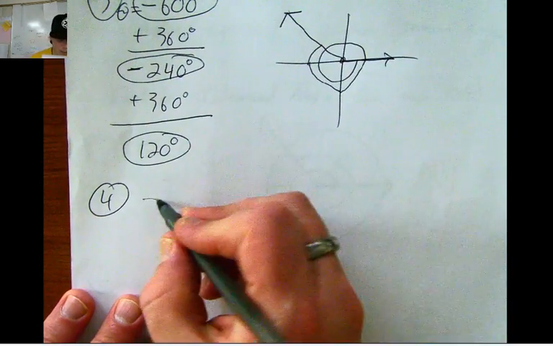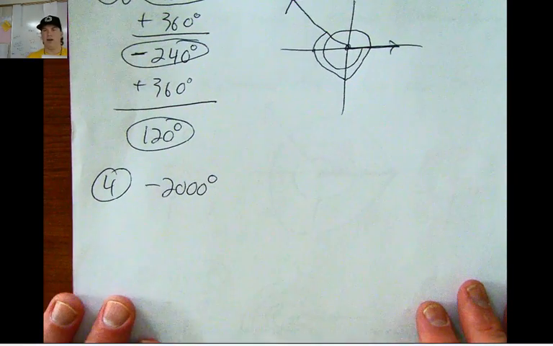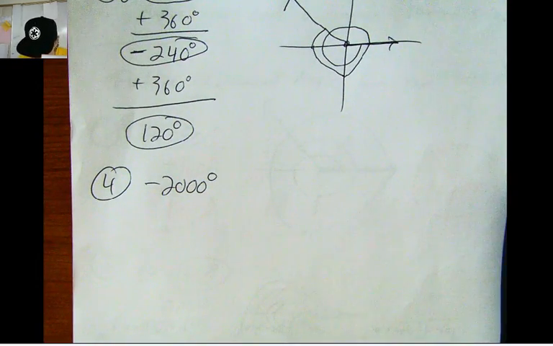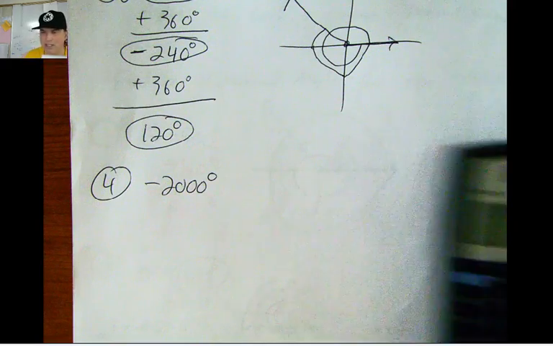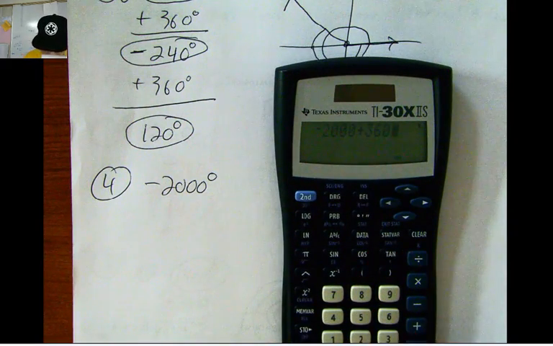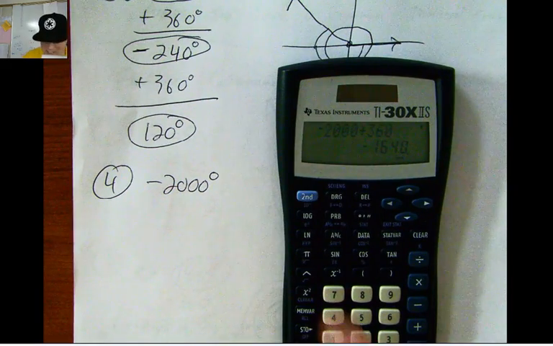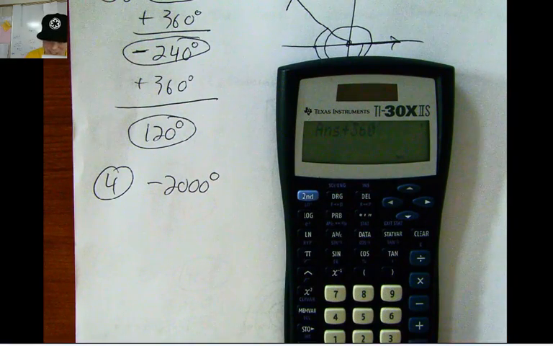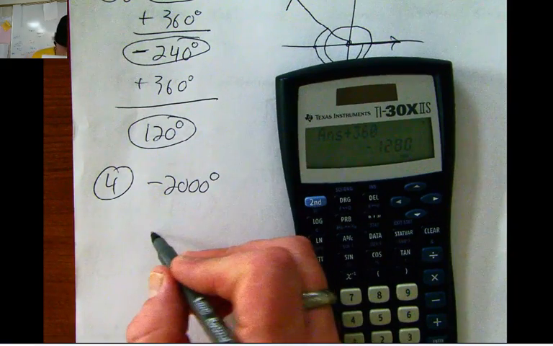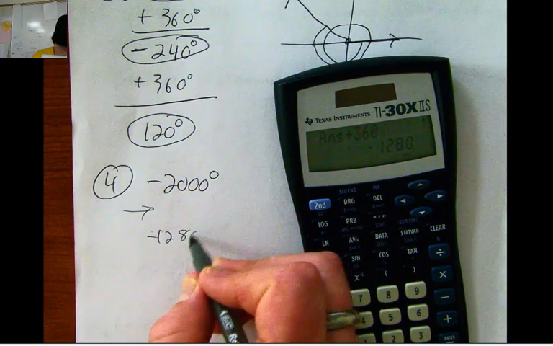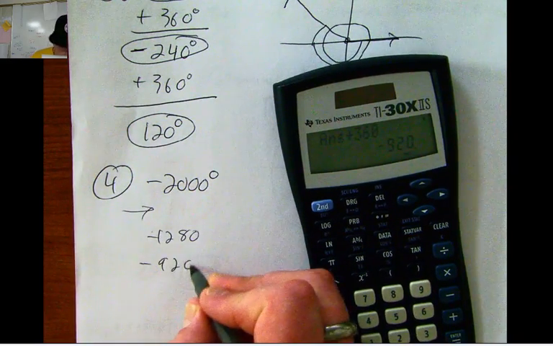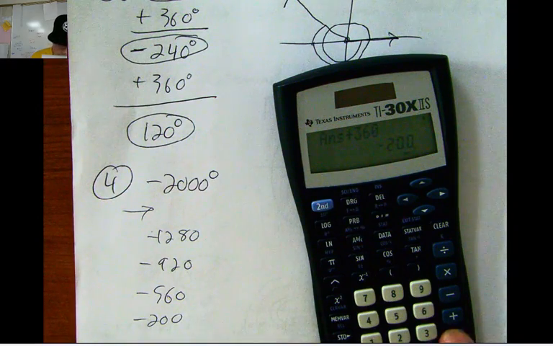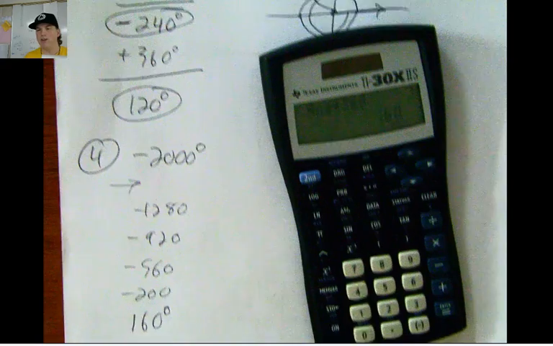If you want to see one more example, negative 2000 degrees, well, it's negative, so you just keep adding 360. I'm going to pick up the pace once again. Negative 2000 plus 360 is negative 1640, add 360 again, and it's saying answer plus 360, so I can just keep hitting enter. Negative 1280, negative 920, negative 560, negative 200, positive 160 degrees. That's my answer.